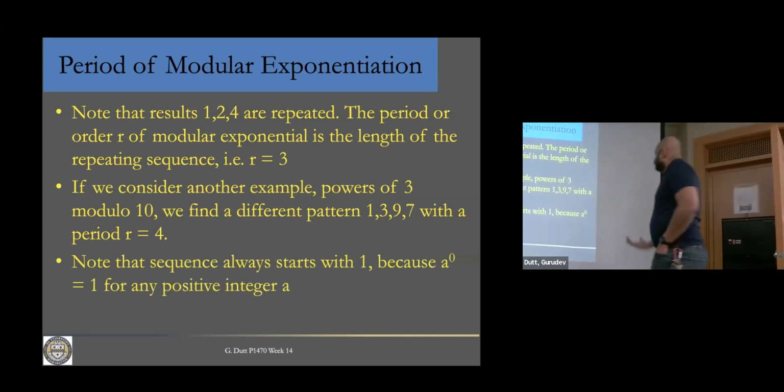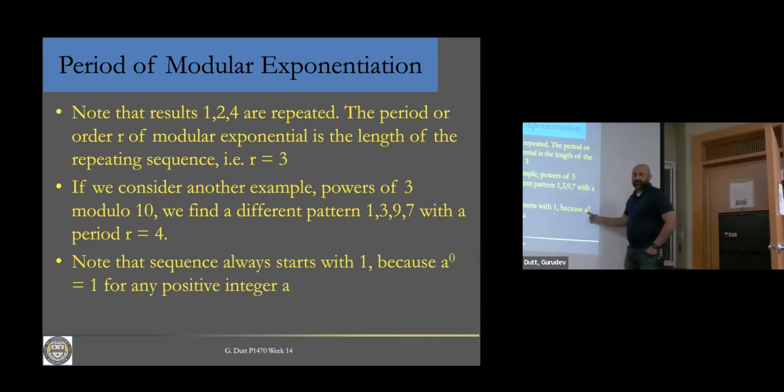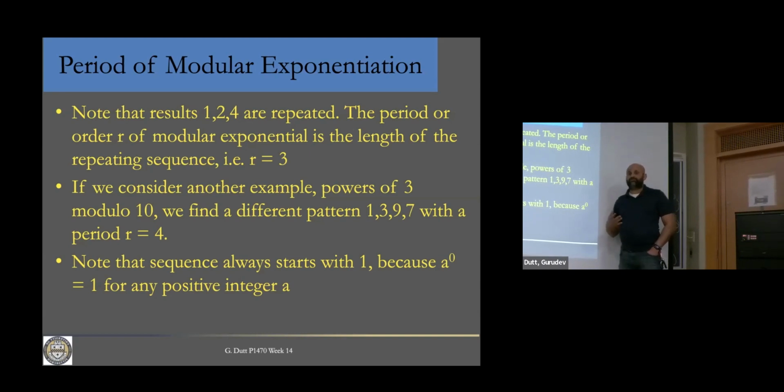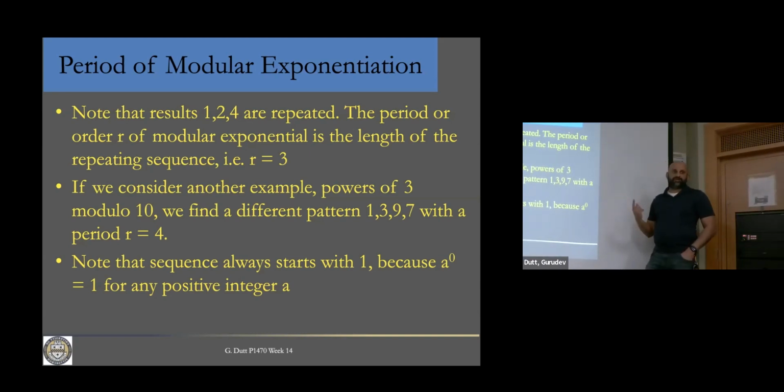The sequence will always start with 1, because any number a to the power 0 is always 1. So when I start with the powers of any positive integer a, a to the 0 is always 1. And so the first number in that cycle is always 1 mod whatever number you're taking the modulus from.